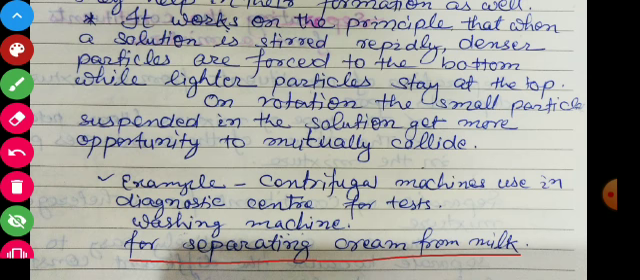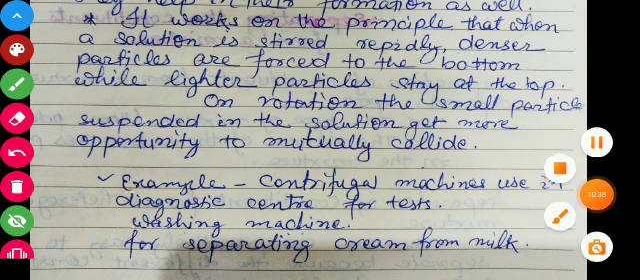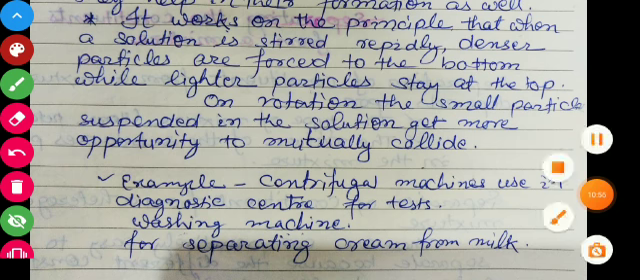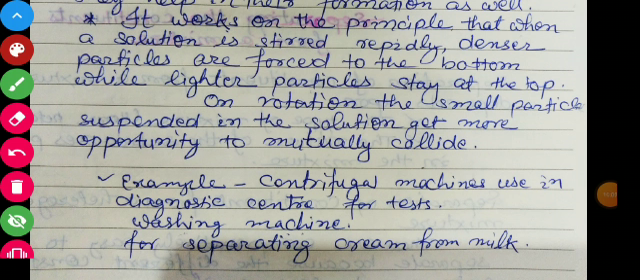So these are some examples, and now we'll discuss how cream is separated from milk. Students, we all know that a number of soluble fats are present in milk, and they can be separated from the milk as a residue known as cream. This can be done with the help of a centrifugal machine, also called a centrifugating machine.